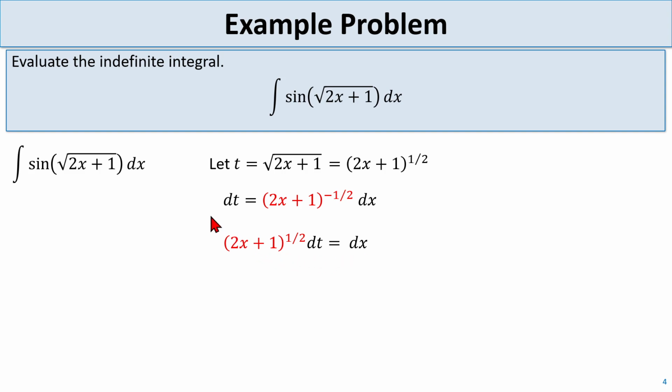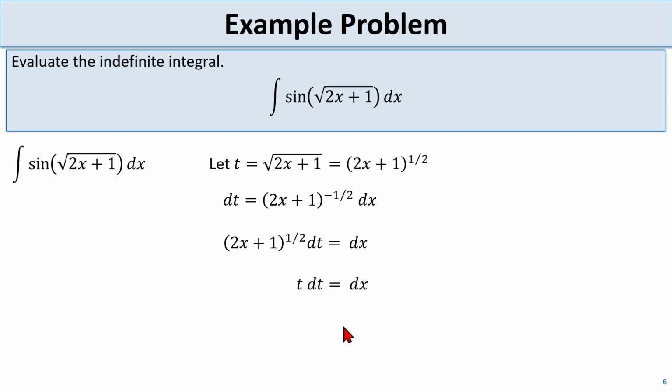However, if I just started replacing things now, I'd get stuck because I would have sine of t, and then I would have an expression that still involves x. So I need to make one more observation, which is that this expression that I have right here, the 2x plus 1 to the 1/2 power, is exactly the same expression that I had for t. So I can replace it with t, and now I can rewrite dx as just t times dt. Now I'll actually be able to rewrite my entire integral in terms of t and integrate it with respect to t.